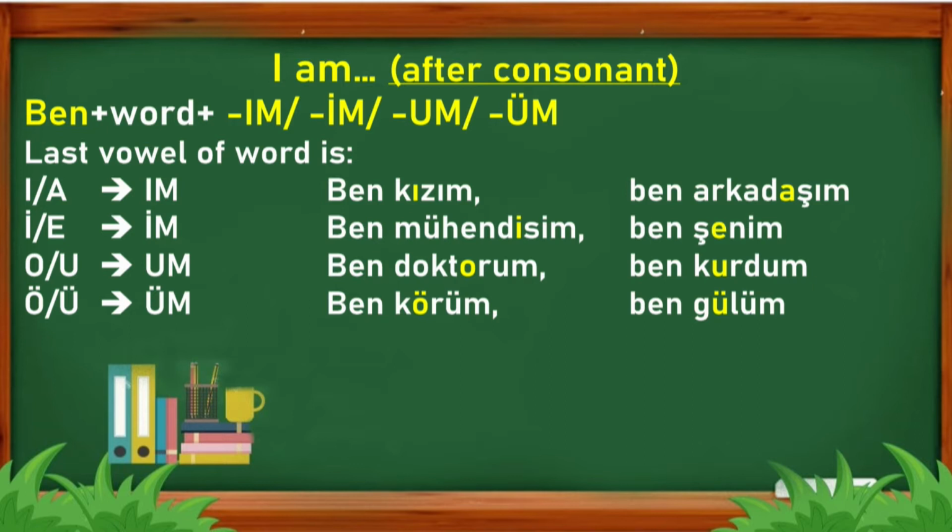We can see that if the last vowel of a word is e or i, we will add im, as in words ben mühendisim or ben şenim. If they have o and u in the end of a word, we will have um in its end as well, such as words ben doktorum or ben kurdum. And if we have ö or ü in the end, we will add üm, as in ben körüm or ben gülüm.